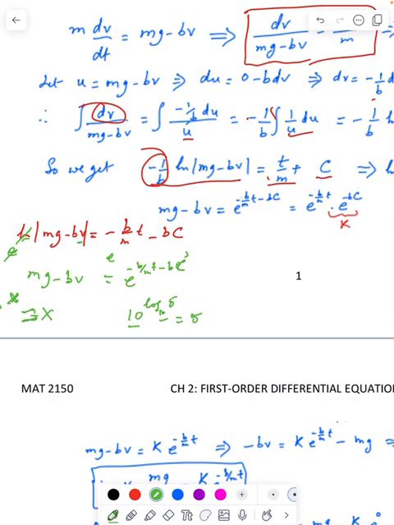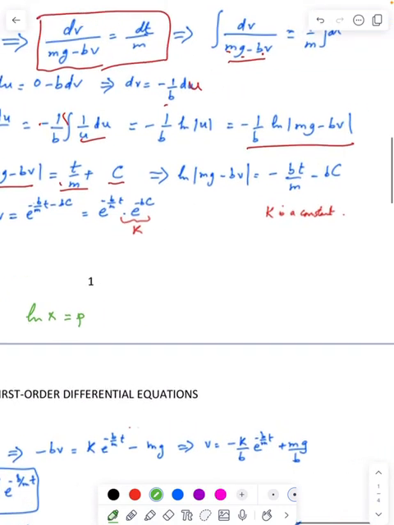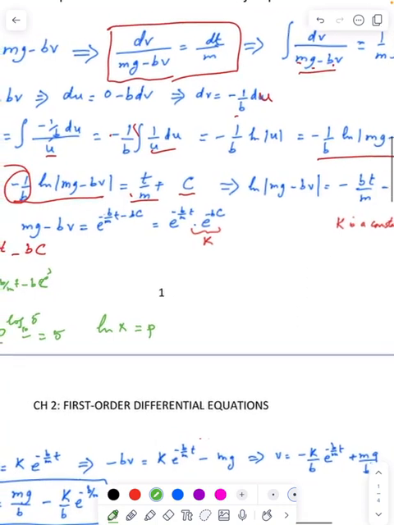So in our case, if you have ln of x equal to p, you can convert it into logarithmic form, exponential form, by saying base, which is over here, which is hidden.